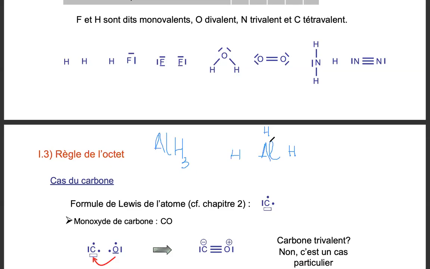Group 3. It's in group 3. So if it's in group 3, how many electrons are supposed to be found in the outermost shell? 3. If it is in group 5 or 3, how many electrons are supposed to be found in the outermost shell?